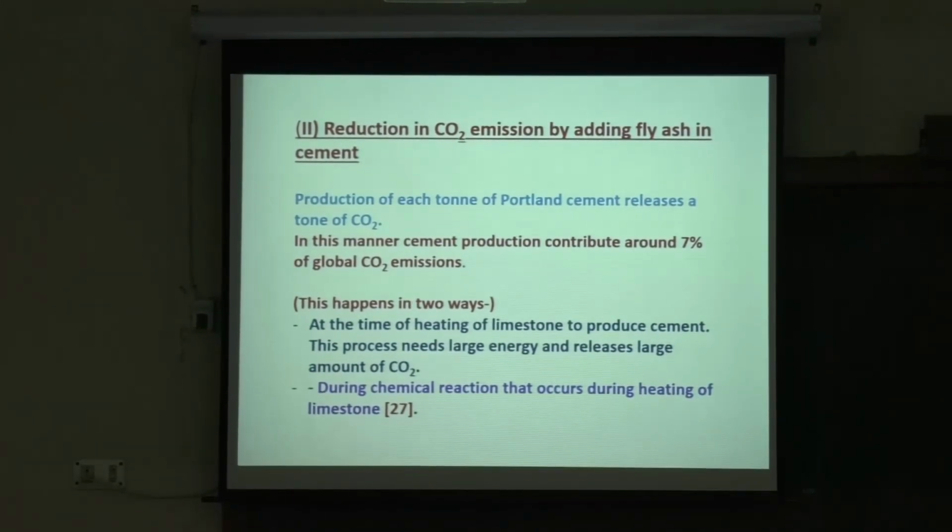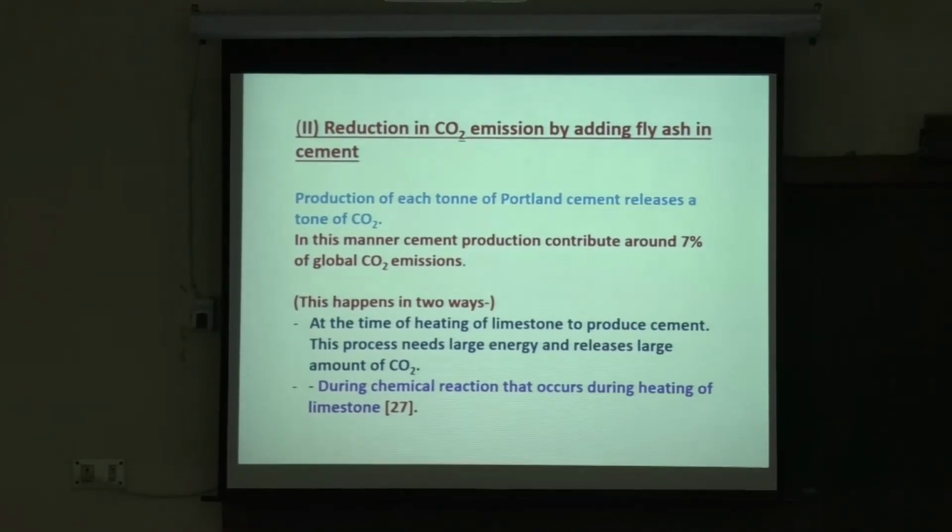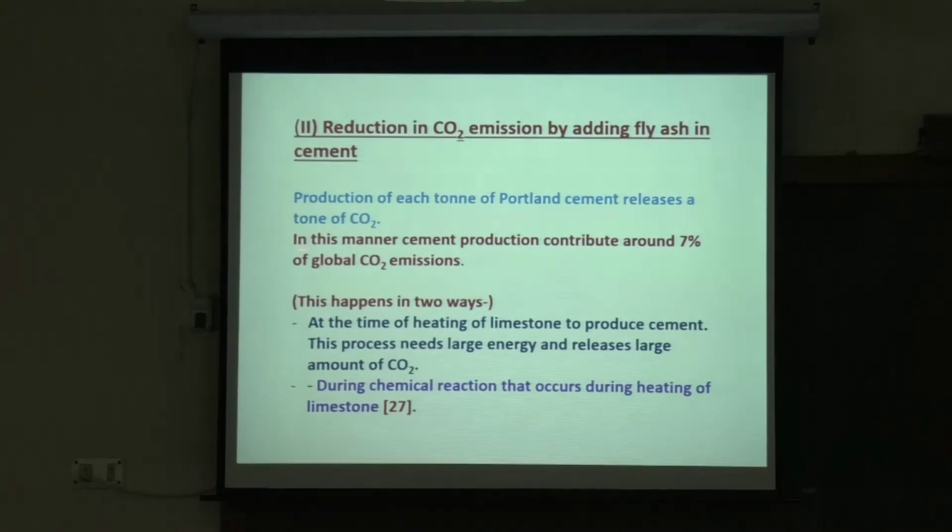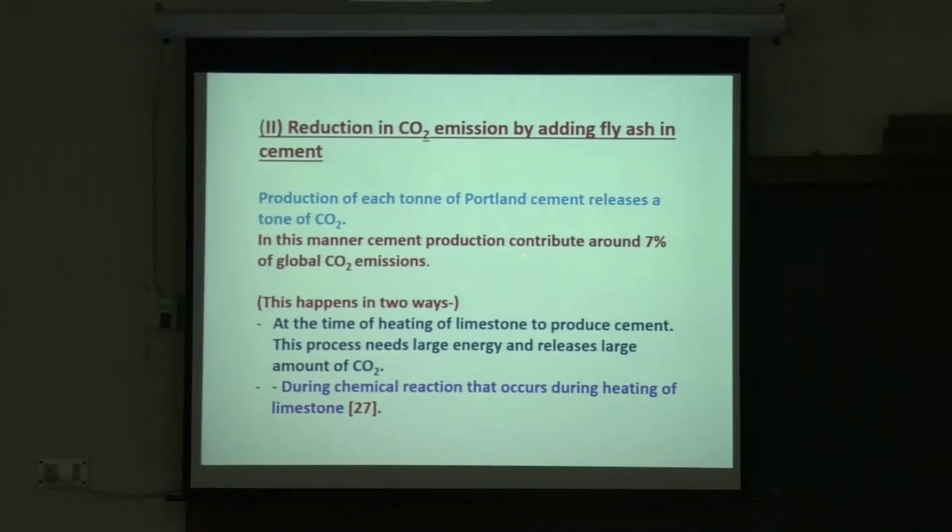Okay, reduction of carbon dioxide, and this is very, very good. People who are not engineers may not care for the engineering details, but if you say this to the politicians, reduction of carbon dioxide emission by adding fly ash, it's a fantastic thing. Production of each ton of cement releases a ton of CO2. In this manner, cement production contributes about 7% of global carbon dioxide emission.